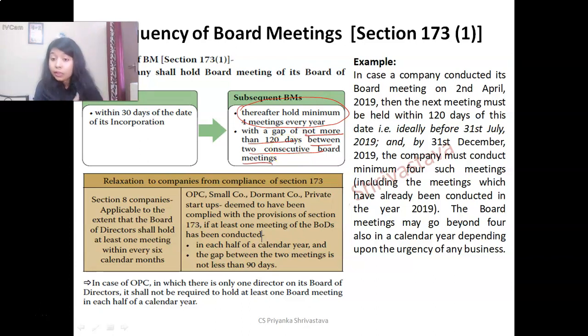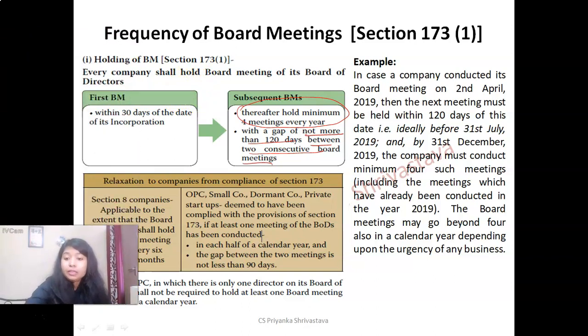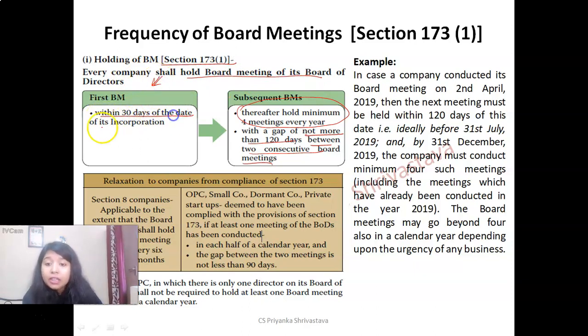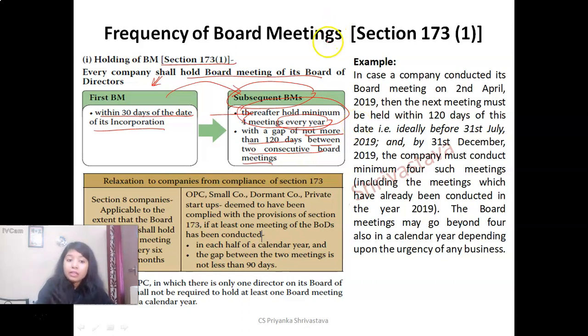That is the consecutive. Okay, and then there are 2 provisions. Again, I want you to see this. Section 173 subsection 1 says every company shall hold a board meeting of its board of directors. The first board meeting shall be within 30 days of the date of its incorporation. The subsequent board meetings will thereafter be held, minimum 4 board meetings every year, with a gap of not more than 120 days between 2 consecutive board meetings. So we have an example also here.